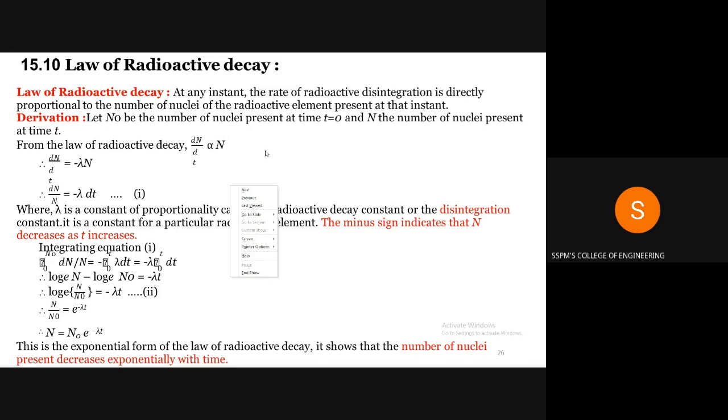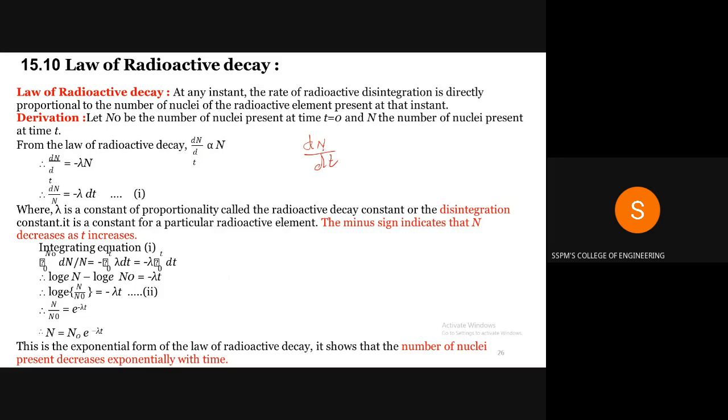It is to be expressed in terms of N0. The basic law is dN by dt equals minus lambda into capital N, where minus lambda is the proportionality constant. From the law of radioactive decay, dN by dt.